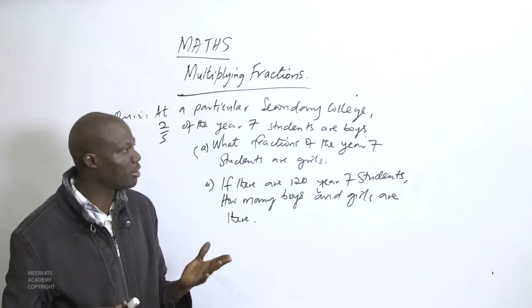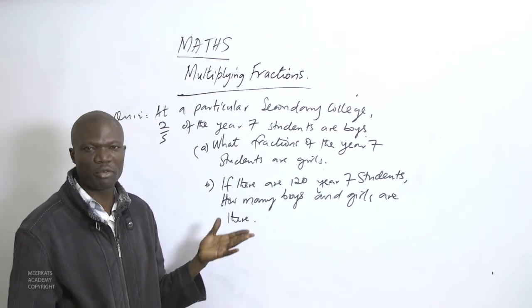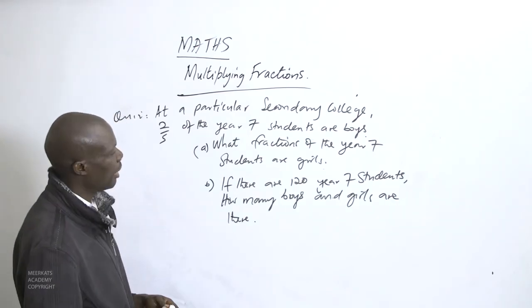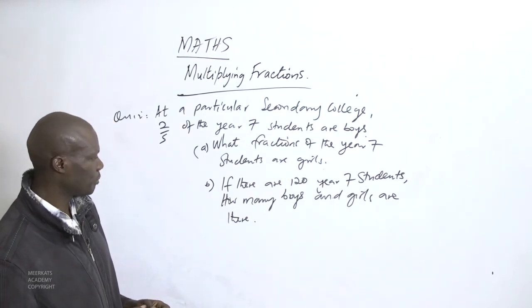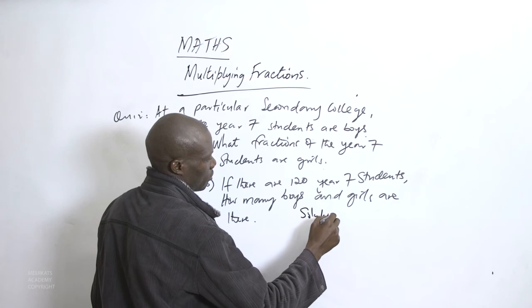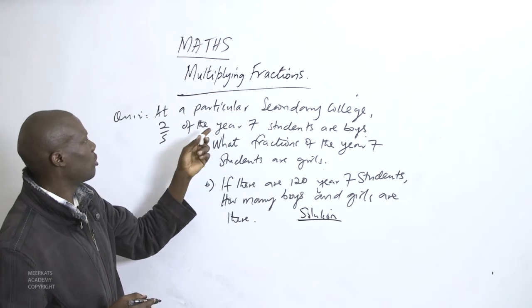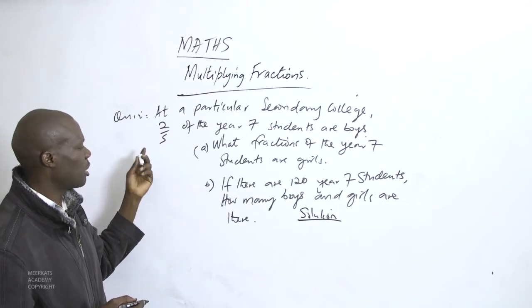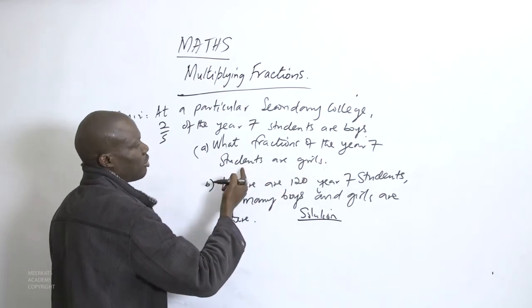Now, this is an application question where we shall apply our fractions and be able to find the number of girls, the fraction represented by girls, as well as the number of boys in a class of year 7 students. Now, let us look at the first question. At a particular secondary college, 2 over 5 of the year 7 students are boys. What is the fraction that represents girls? That is, what fraction of the year 7 students are girls?